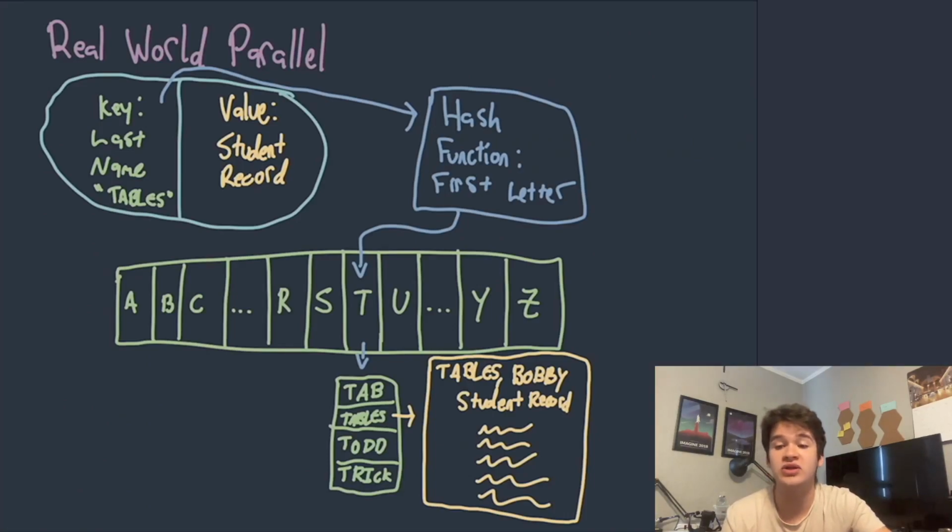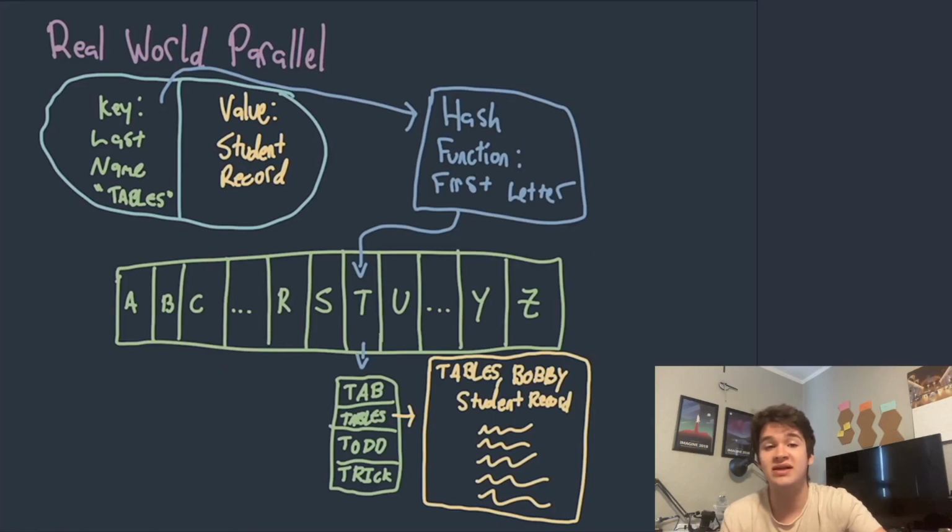Since this video has ended up being really quick, I'm going to end with a really quick real-world parallel that may help you understand hashing and hash tables a little bit better. So imagine you're looking through a school's old paper records and you're trying to find a file for a particular student, in this case named Bobby Tables.